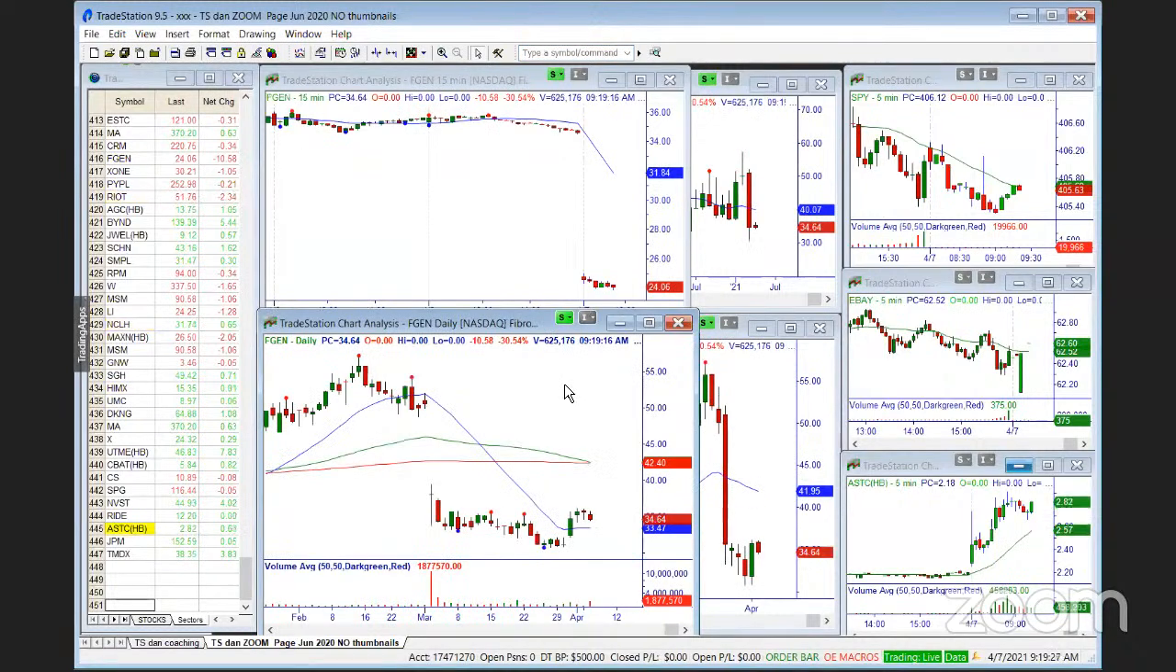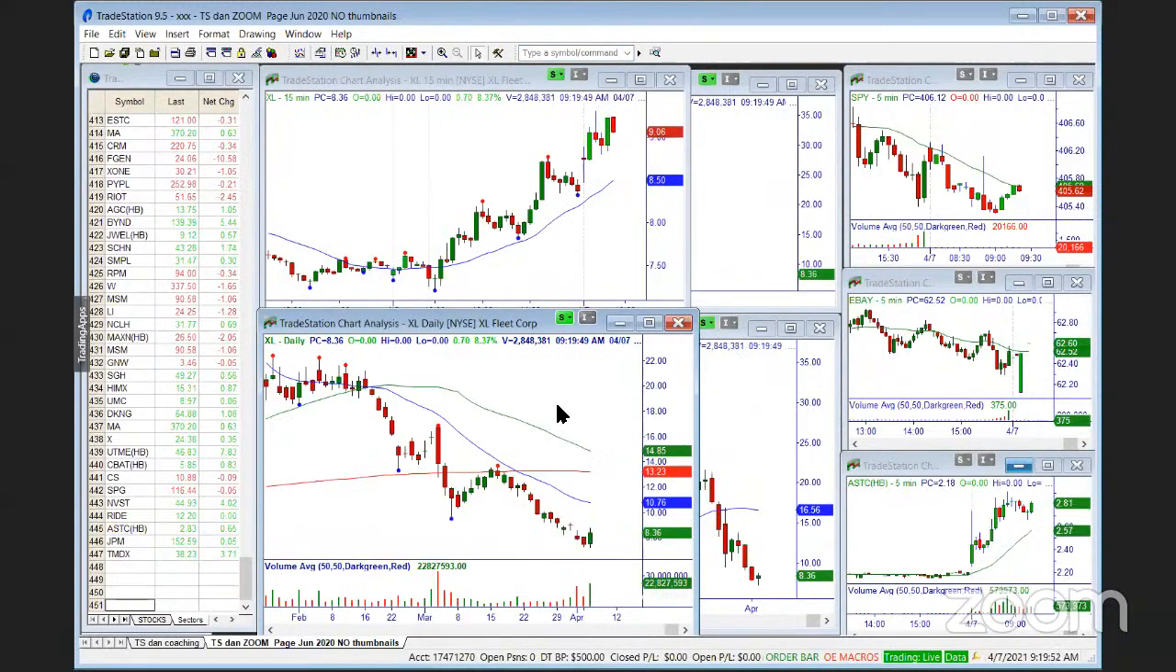FGen, you're asking me if that's a reversal? I have no idea. There's no signs of a reversal. It's a nasty gap down to $24 and it's in a downtrend. So there was bio news on it. So I have zero bias on this until I watch it trade for a while.